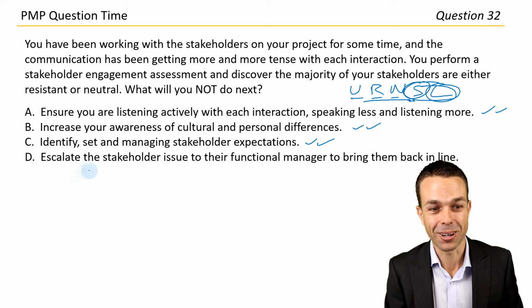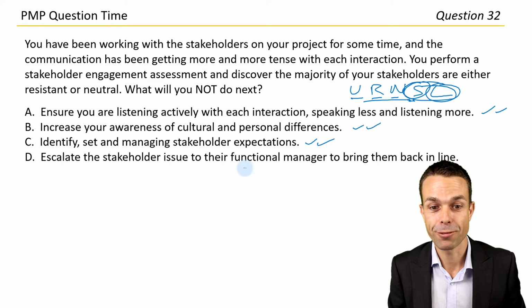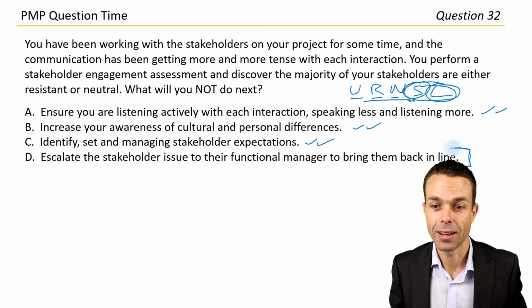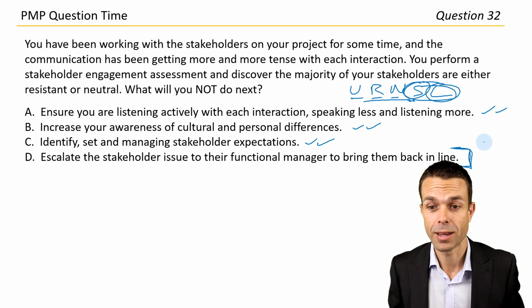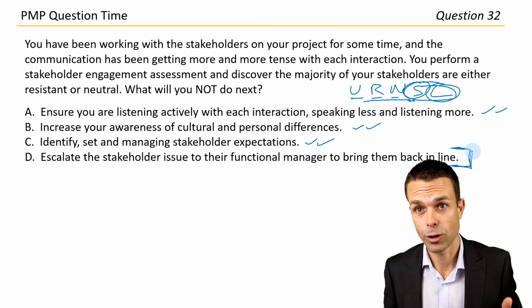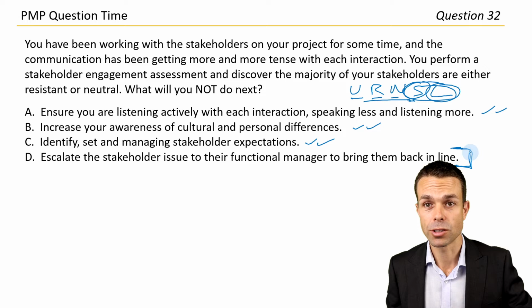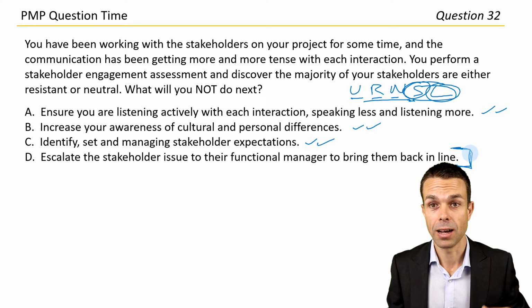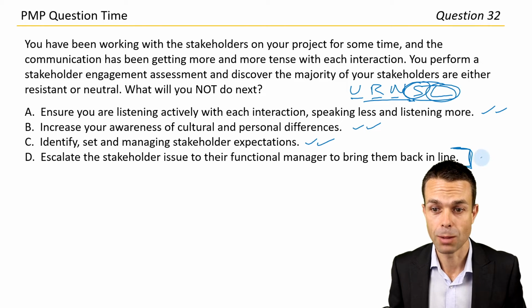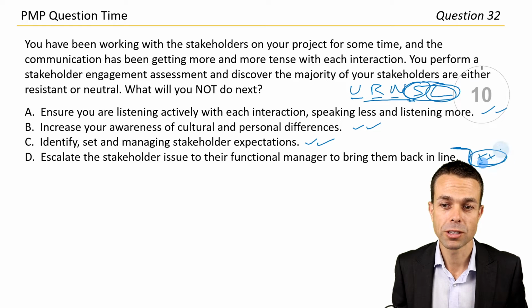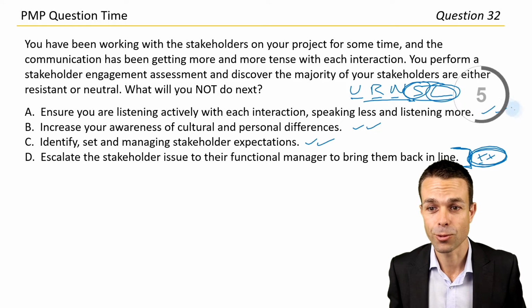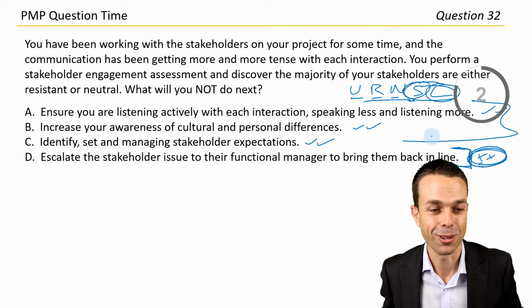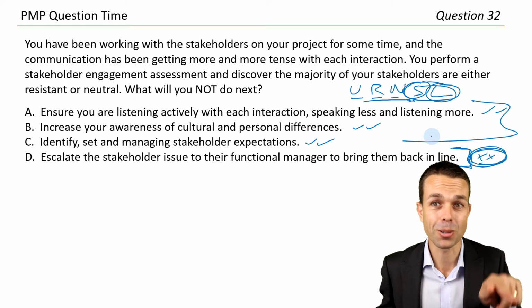So what else have we got? Escalate the stakeholder issue to their functional manager to bring them back in line. I think this isn't the way that we would usually do it. Sometimes you can escalate these things to their functional managers, but it's easier to work with them first and see if we can bring them on side, bring them on board, raise their capability, have them come along for the journey at the same time. So I think this is the one that we're probably not going to do first. In the real world, you may have to do this, but I would use it as a last resort. The first 3 are way better alternatives to do first. So let's go with answer D is what we're not going to do.